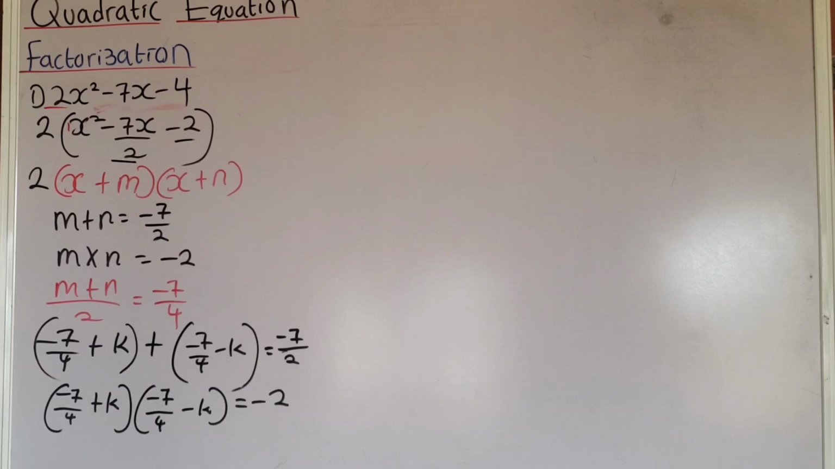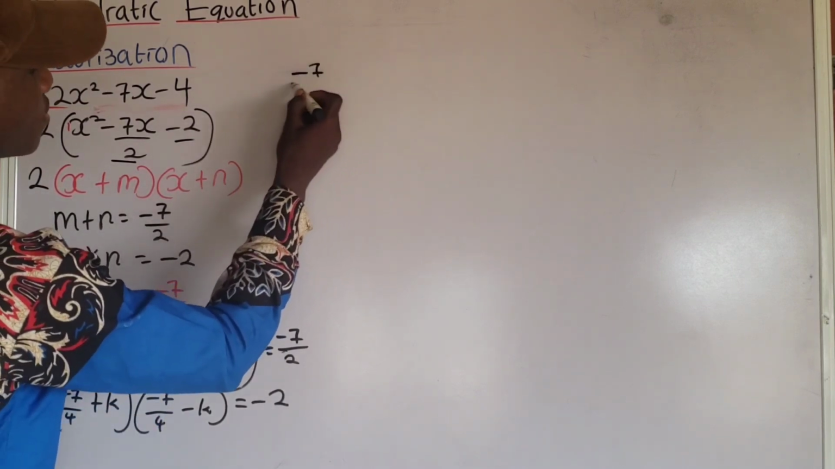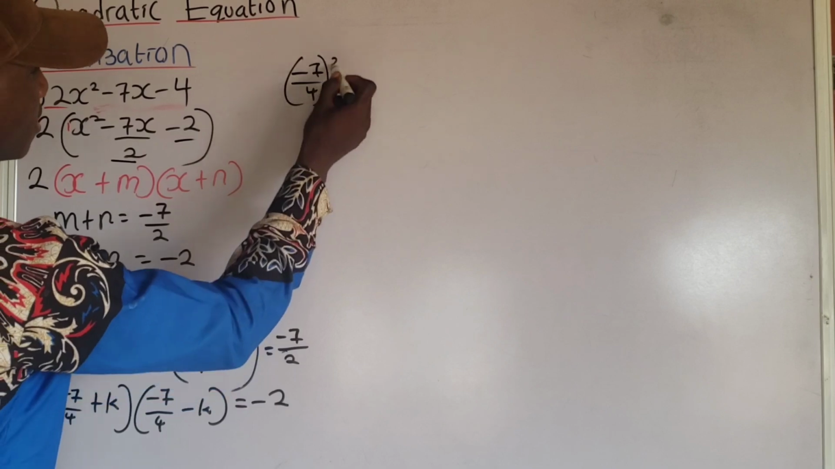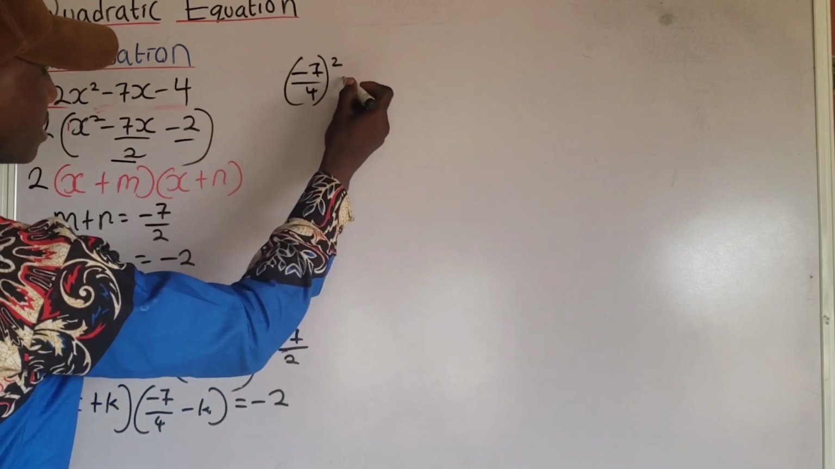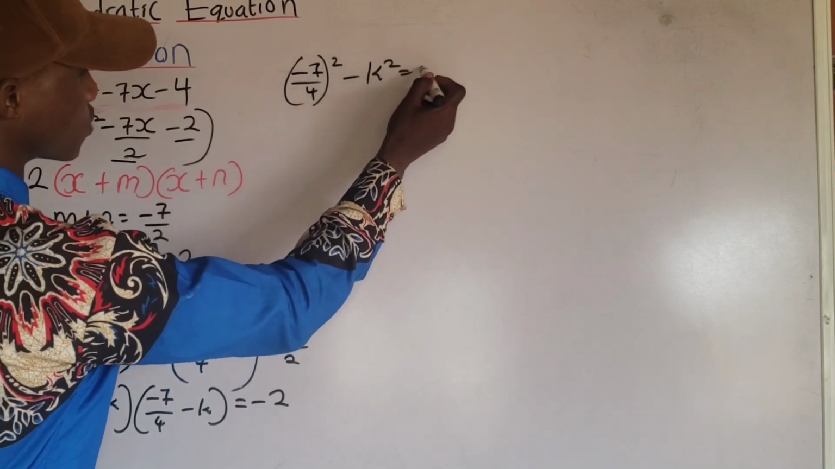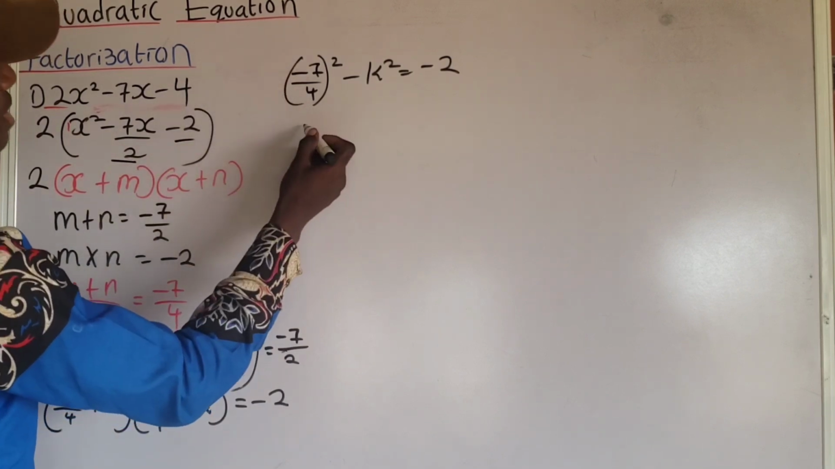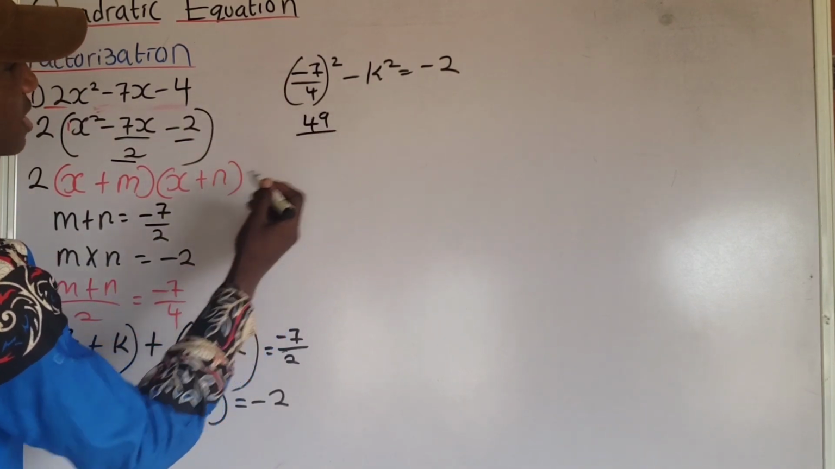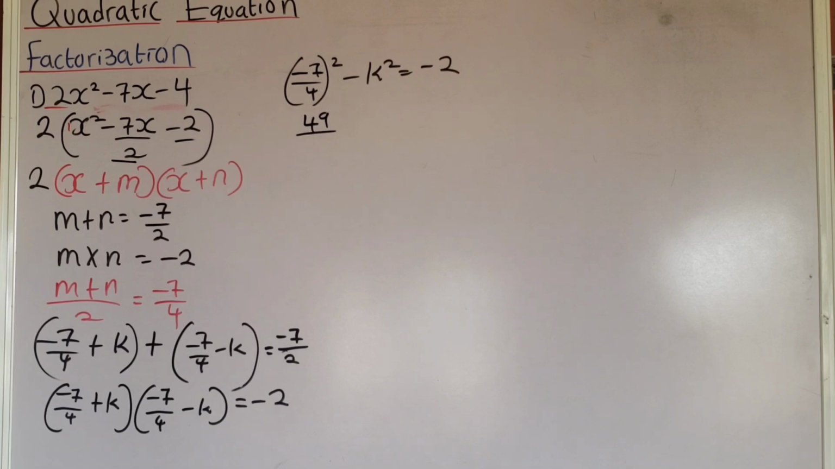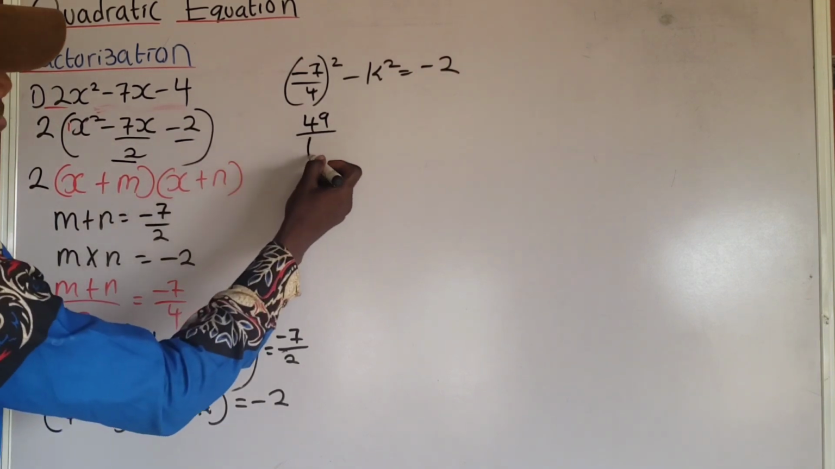You understand? So negative 7, you can see that this is just a typical example of difference of two squares. So this can be written as negative 7 all over 4 squared, that is minus k squared, will be equal to negative 2. You understand? Negative 7 multiplied by negative 7, that is 49. All over 4 times 4 is what? That is 16. You understand? So here we're going to have 16.